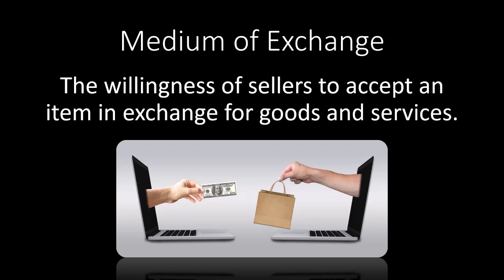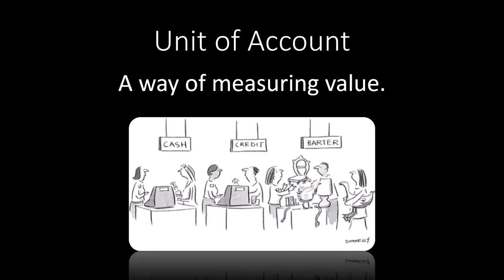So as you can see, it doesn't have to just be money like is shown in the picture. If someone's willing to take cigarettes, if they're willing to take ramen noodles, if they're willing to take a pair of socks, it doesn't matter. As long as it's being accepted in exchange for goods and services, it has the function of being a medium of exchange. We also want it to have a unit of account, which is just a way of measuring value.